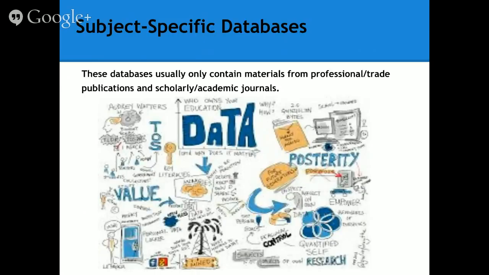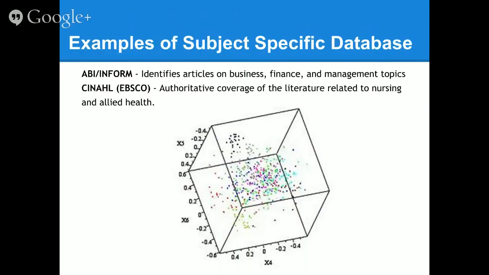The next one is subject-specific databases. These databases usually only contain materials from professional, trade publications and scholarly academic journals. Below are some examples.